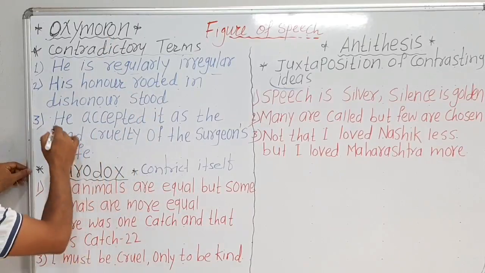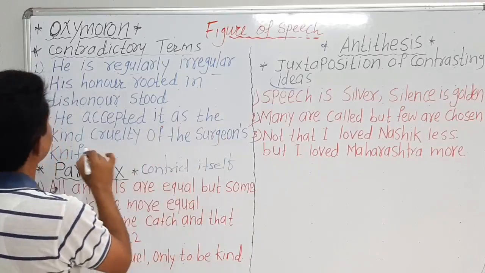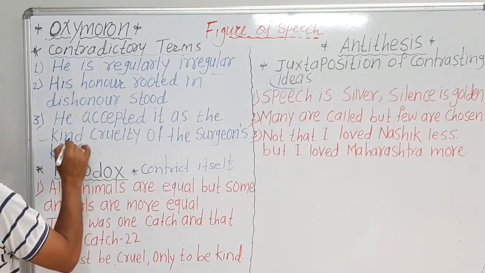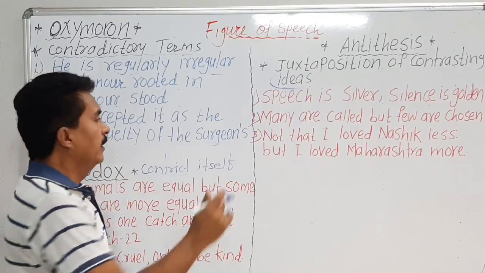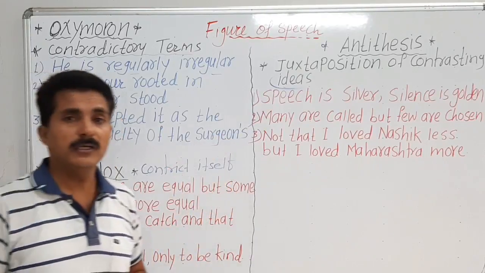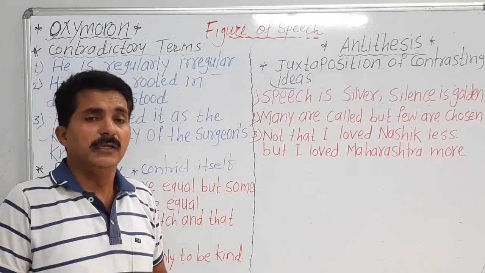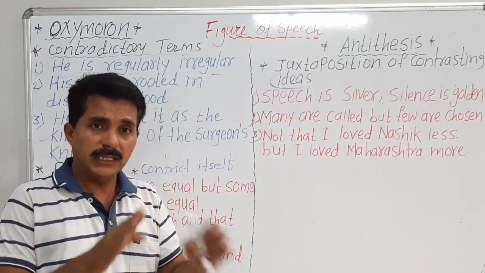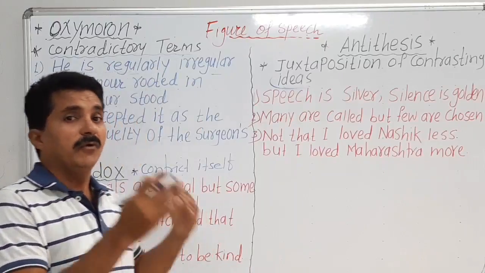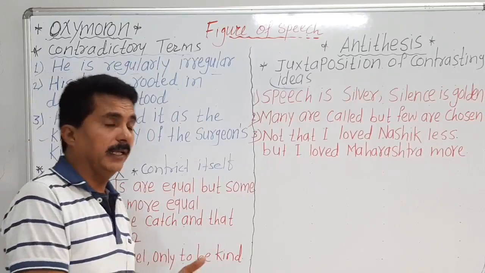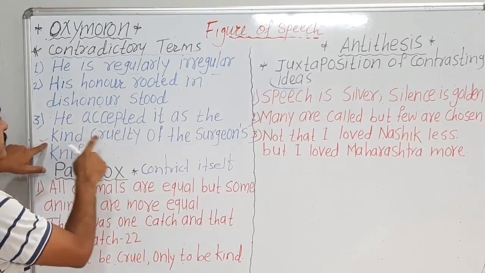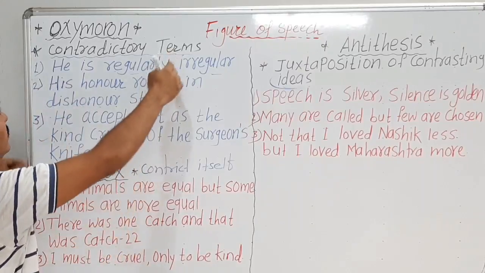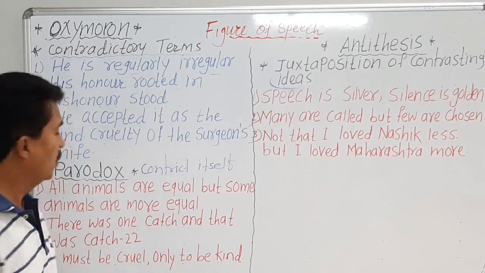The third example: he accepted it as the kind cruelty of the surgeon's knife. Again here we have two different words, that is kind and cruelty. Now let us talk about the surgeon's knife. What does a surgeon do? Surgeons operate and cut our body. For what? For the better health, and therefore it is for kindness they are cruel. These two opposite terms are coming together. Therefore the figure of speech is oxymoron.